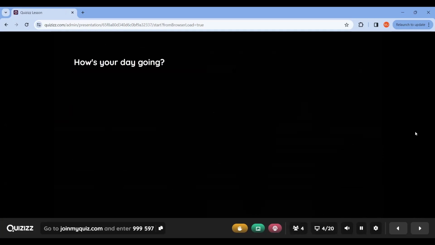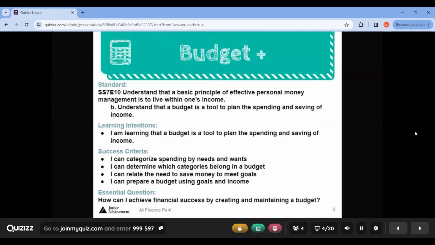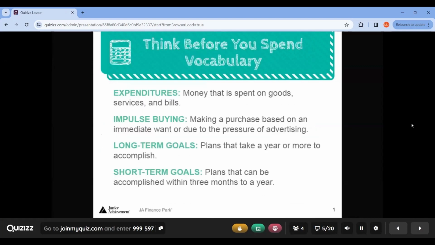That's great. So yeah, budget. It's very related to the fiscal policy focus of the course too. Expenditures are money that's spent on goods, services, and bills. Impulse buying is making a purchase based on an immediate want or due to the pressure of advertising. Long-term goals are plans that take a year or more to accomplish. Short-term goals are plans that can be accomplished within 3 months to a year.